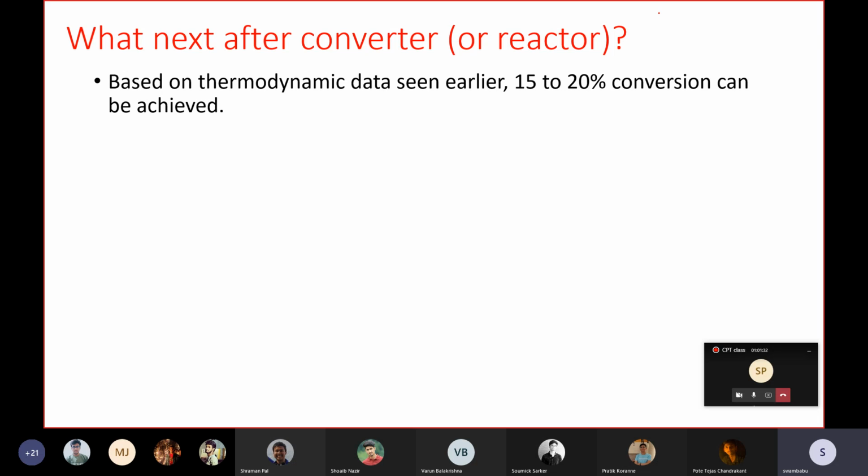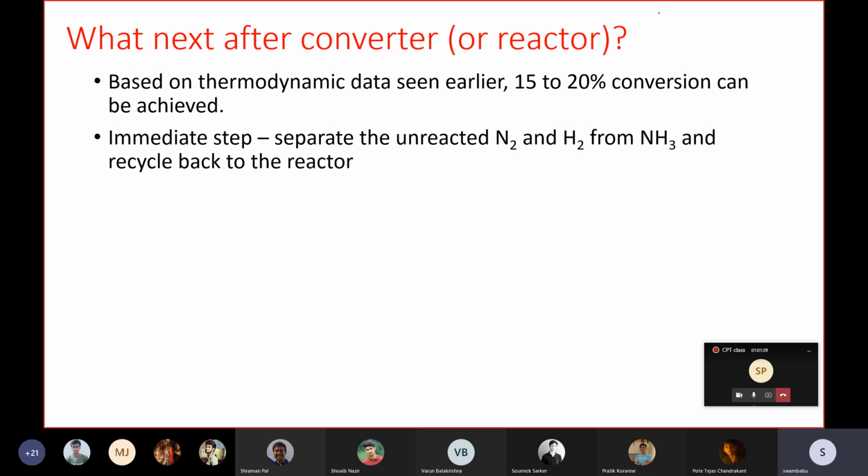So what should we do? Since the conversion is very low, whenever we achieve low conversions, the immediate step after the reactor is to separate the unreacted reactants.